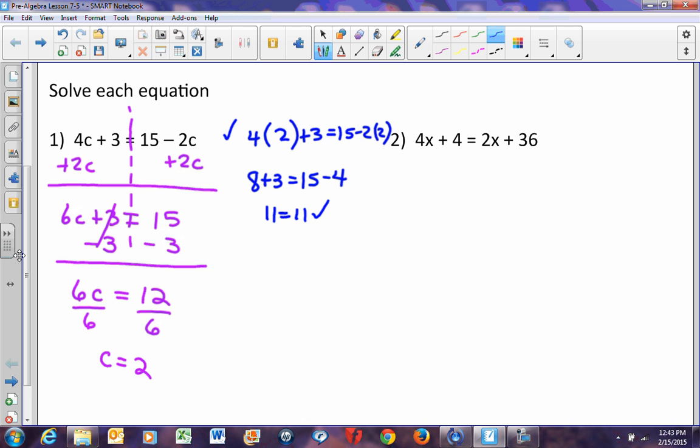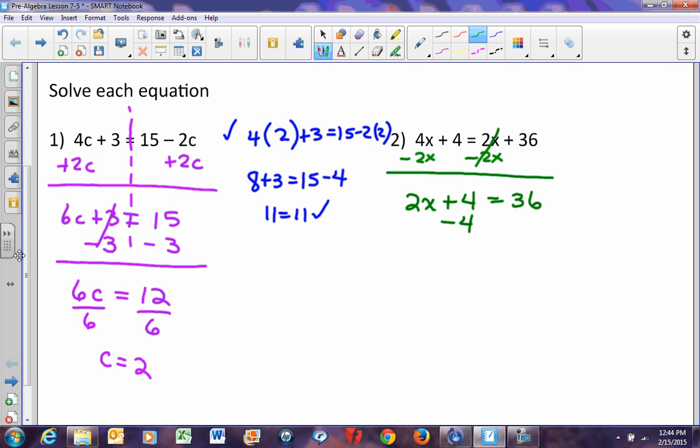Let's look at problem number 2. 4x plus 4 equals 2x plus 36. I like my variables on the left side, but it doesn't really matter, but I'm going to do it anyway. So subtract 2x from the right-hand side, and subtract 2x from the left-hand side. And you can get rid of the numbers first and the variables second. It doesn't matter for that either. 4x minus 2x is 2x plus 4 equals 36.